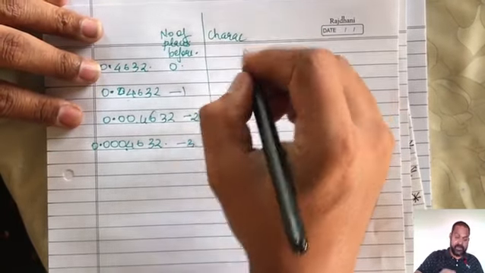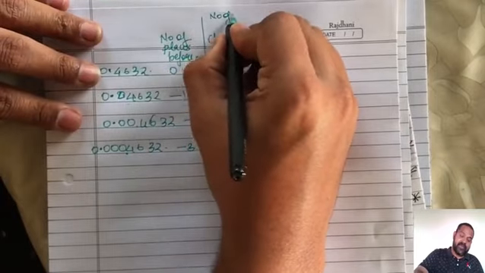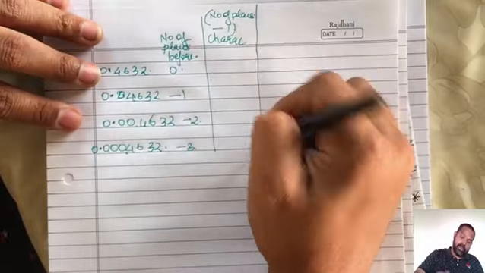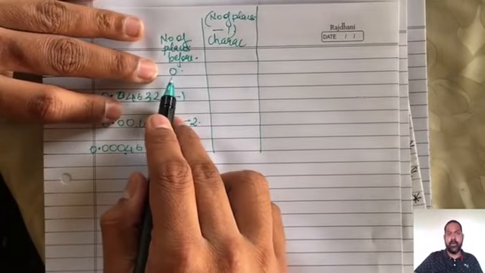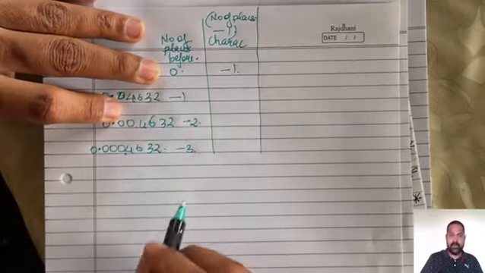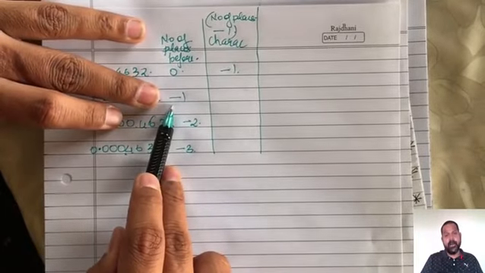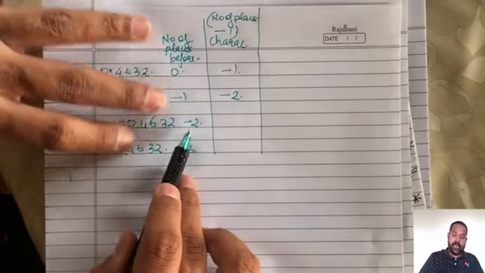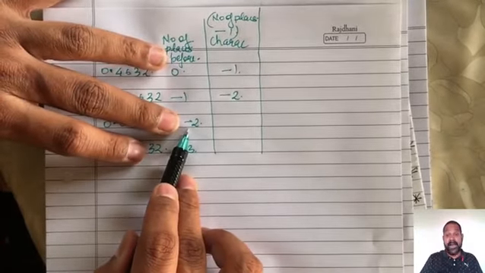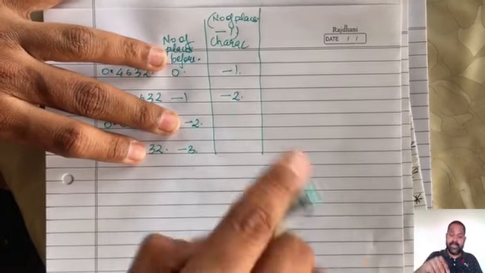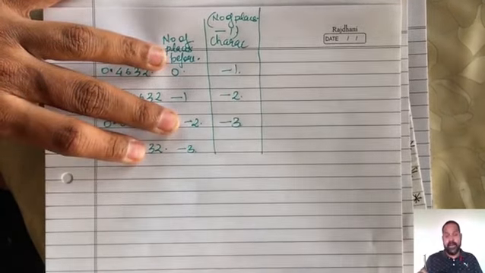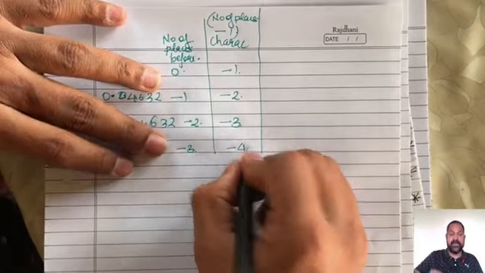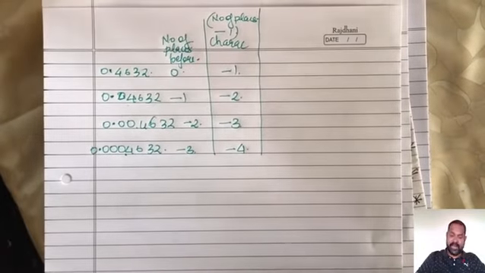What is characteristic? Characteristic is number of places before the decimal minus 1. How many places before the decimal? 0. 0 minus 1 is -1. How many places before the decimal? -1. -1 minus 1 is -2. How many places before the decimal? -2. -2 minus 1 is -3. And how many places before the decimal? -3. -3 minus 1 is -4. And this is my characteristic.